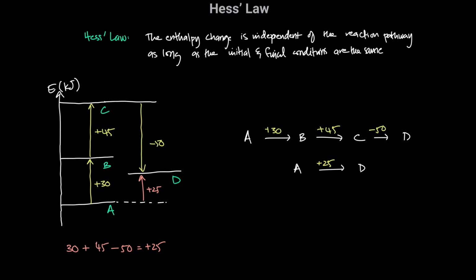The reason Hess's law is very useful is because if, for example, I wanted to determine the enthalpy change for the reaction from A to D, but I couldn't really perform this experiment directly, I could convert A to B and then B to C and then C to D. I can experimentally determine these changes and then indirectly determine the enthalpy change for this reaction.